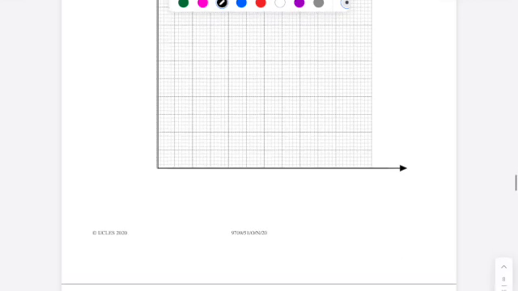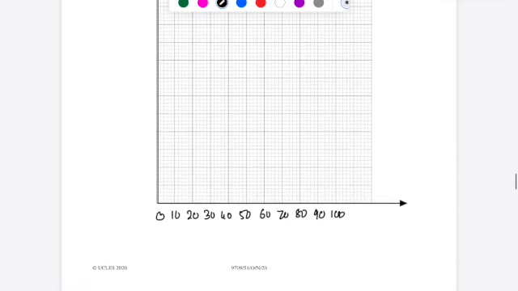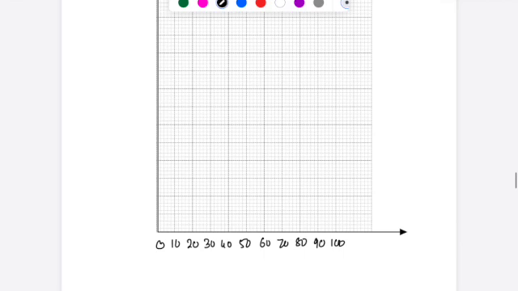0, 10, 20, 30, 40, 50. So it's not completing. So what should I do? Rather than take a smaller one, I should take 0, 10, 20, 30, 40, 50, 60, 70, 80, 90 and 100. Then over here, again it's going to be 10, 20, 30, 40, 50, 60, 70, 80, 90 and 100.